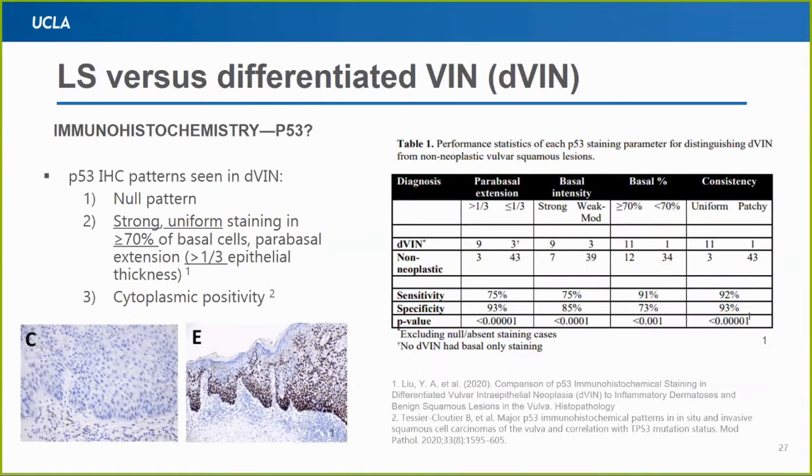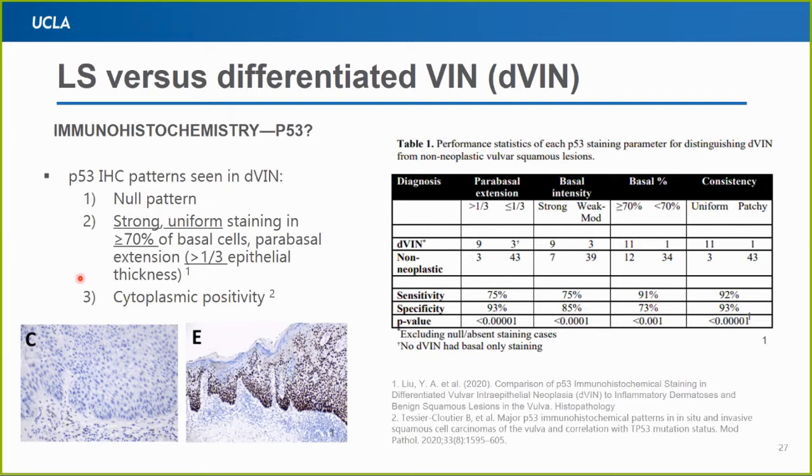Not only are the histopathologic findings difficult to interpret, so is the p53 staining pattern. I wish the stain was as clear-cut as p16 is for HSIL, but p53 is not as easy to interpret. This recent paper published by Liu and colleagues characterized the p53 staining pattern seen in DVIN. The first pattern seen was the null pattern, which is complete or near complete absence of expression. And then a second pattern, which is strong uniform staining in 70% of basal cells or greater, and parabasal extension of positivity affecting greater than 1/3 of epithelial thickness.